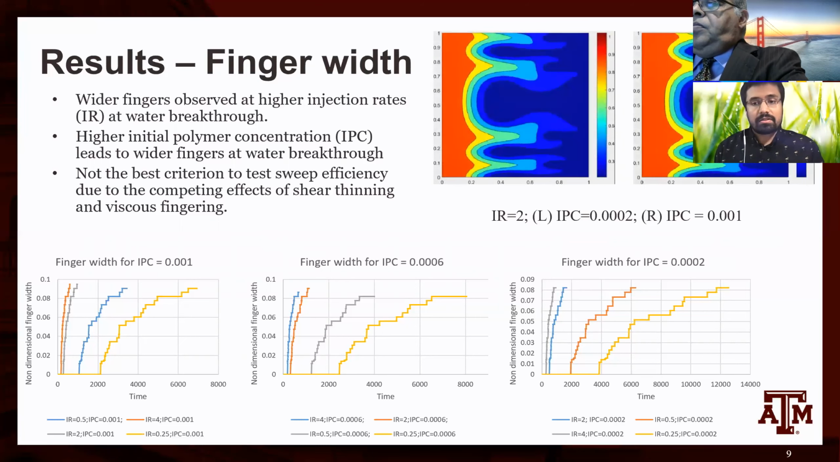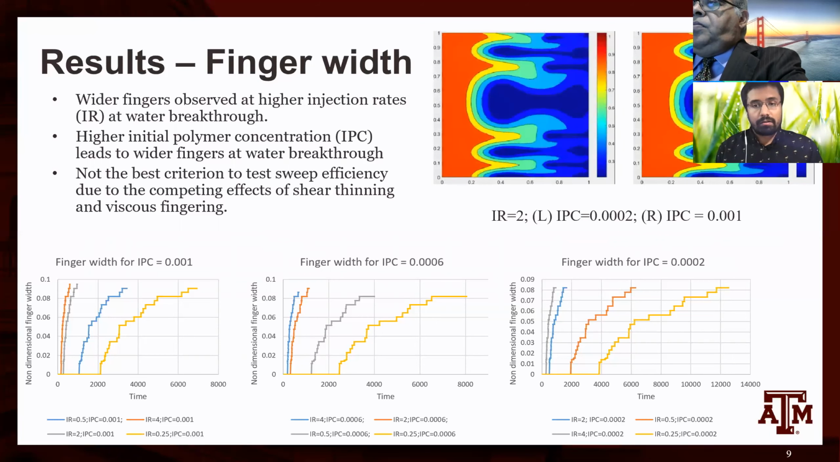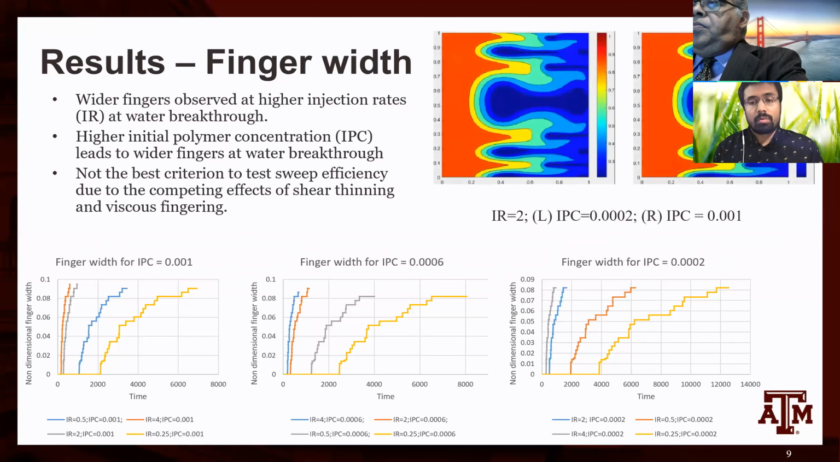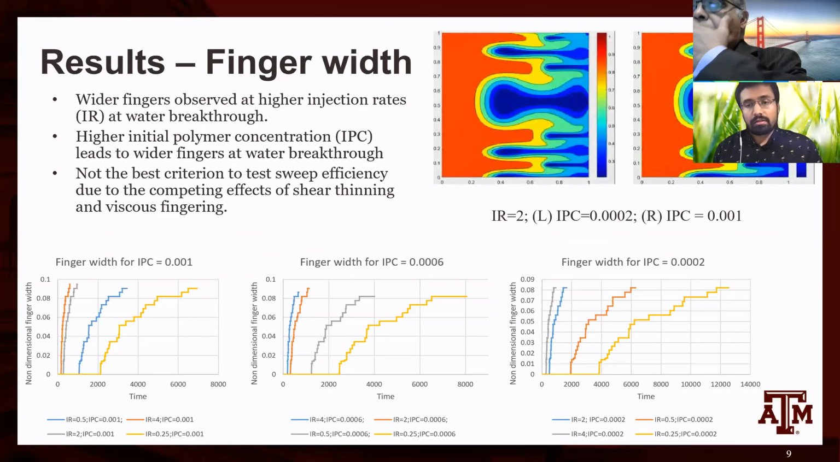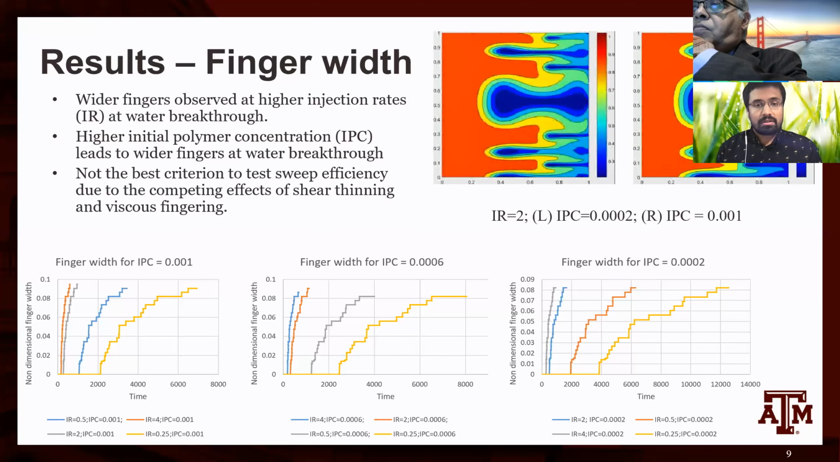From the simulations, you can see that the IPC 0.001, which is on the right, the higher polymer concentration, moves faster due to the viscosity ratio. And the water breakthrough due to a lower injected polymer concentration comes through. It's important to note that both are being injected at the same rate, which is 2, and these are all non-dimensional values. From the graphs, it's pretty much given, and the observations are what I discussed. And Professor, if we can move to the next slide.